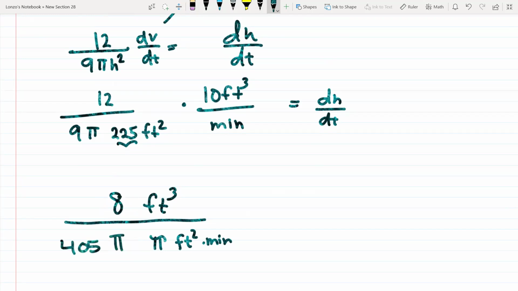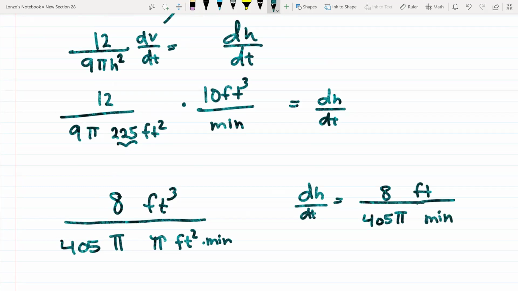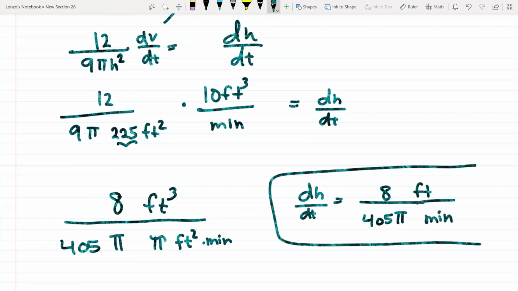Okay, and then what would be our units? Well, we have a feet cube here and a feet square. Feet cube over feet square cancels, it just becomes feet, and then you're still left with a minute. So your final answer is going to be dH dt equals 8 over 405 pi, feet over minute. Okay, so that's dH dt, and that's your final answer. That's our speed. That's basically what we want.